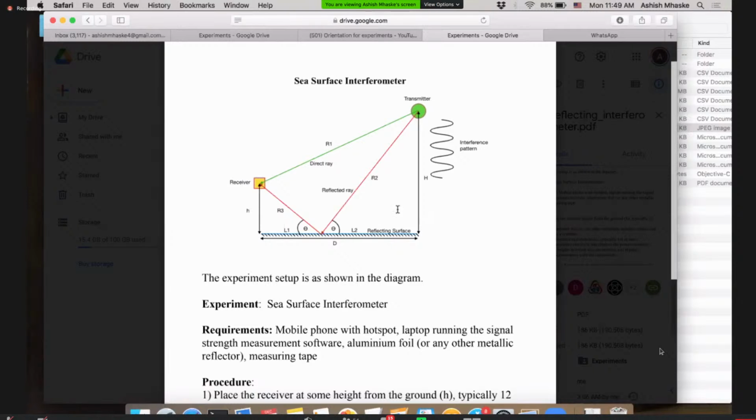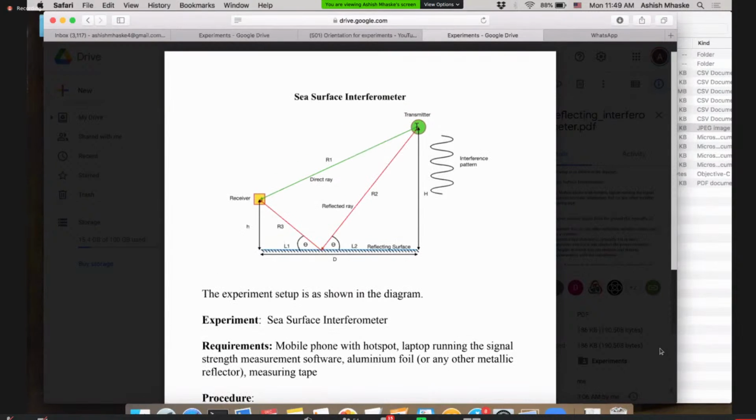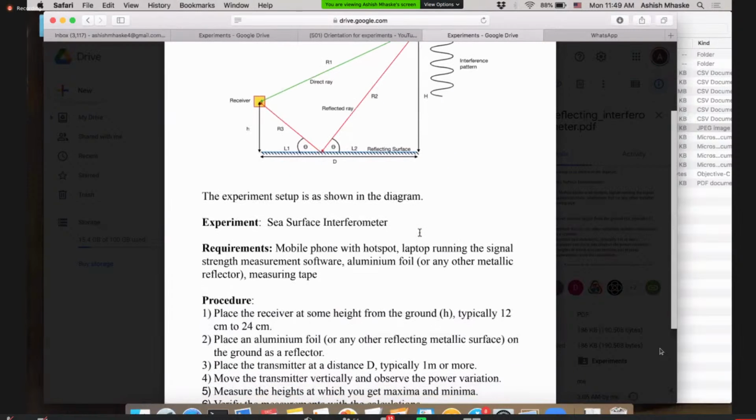I have that derivation. I will discuss it with Desh, and then we can circulate it. Once you know these path differences, you can determine at what points you get maxima and minima, and verify that with your observations. So that is the basic idea of the experiment.